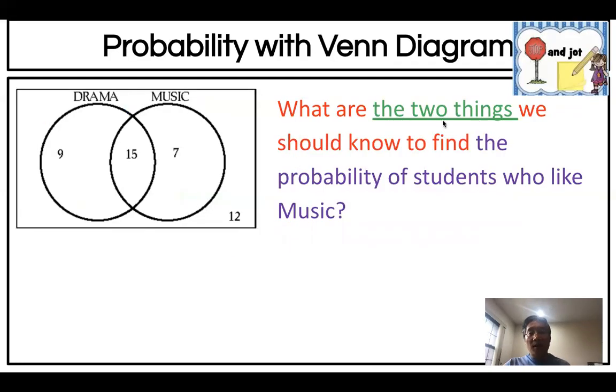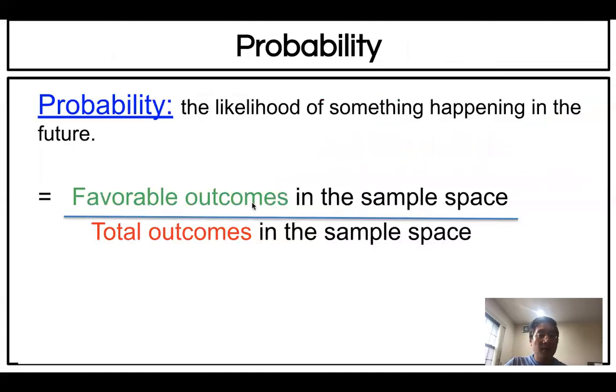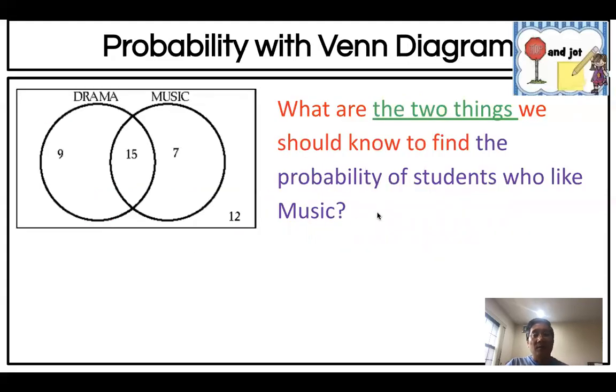So let's see with the Venn diagram, with the example. What are the two things that we should know to find the probability of students who like music? What should you know to find the probability? Two things. To get the probability, let's go back here. Two things are favorable outcome and total outcome, right? So favorable outcome is how many students like the music. What is the total? You add them all. That's the probability.